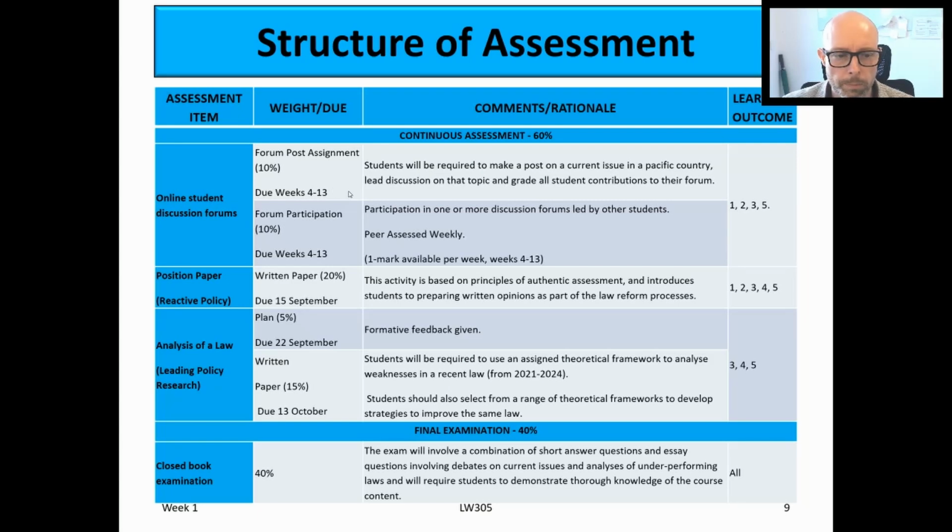So this is your assessment structure. I'm not going to go through it here in great detail because I will go through the portfolio, but you have two written assignments, a position paper and an analysis of a law paper. These are different activities. Do read the portfolio. It is very important. You also have 10% of your assessment comes from forum participation, which I will discuss. And also from posting in the forum. So you have a 10% post that you must do in a particular week. You've been allocated to a week. And you must participate in the forums each week and engage with other students. If you're the person who posted for that week, you're going to be marking other students using Moodle. And I'll tell you more about that.